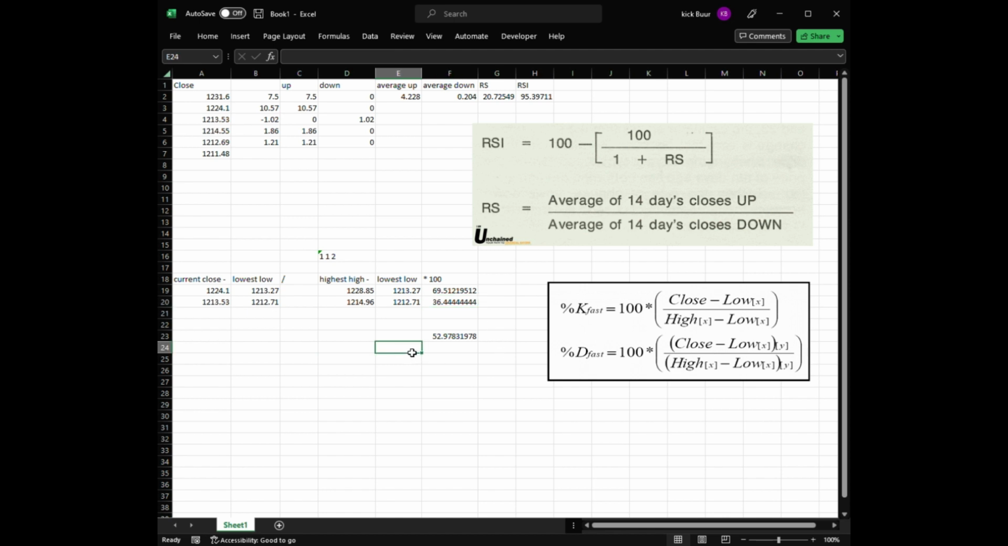Now stochastics most of the time uses two values, just like RSI. So basically, these two are the fast moving average. All the slow moving average, D, does is take the average of these two values, and that's it. And you can really take these up on yourself.